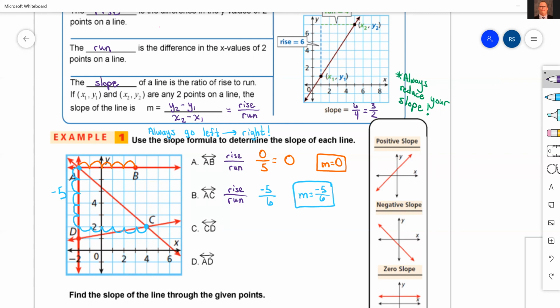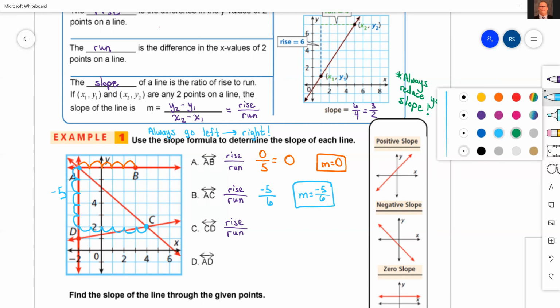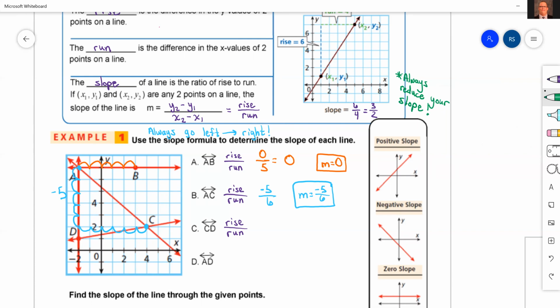Now for CD. Rise over run. Okay, so the left side is at D, so I'm going to rise, I'm going to go up 1, and then have to run over 1, 2, 3, 4, 5, 6. So that means my slope is 1 over 6.